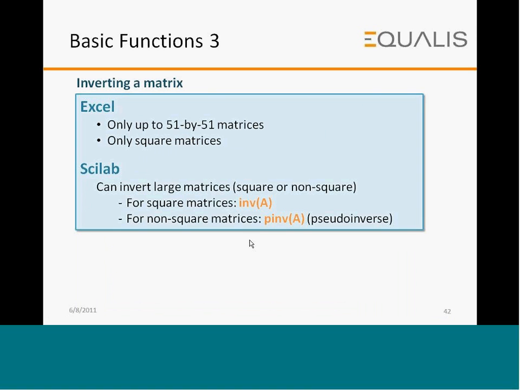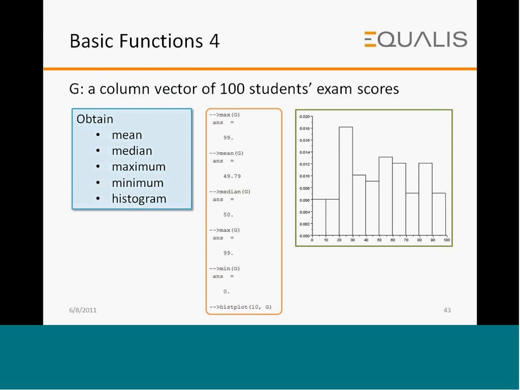Third function, you want to invert X. Number one, in Excel you can go only up to 51 by 51, and you can handle only square matrices. In Scilab you can invert large matrices, and for square matrices you have inverse of A, and for non-square matrices you have pinv, or pseudo inverse of A. Next, a column vector of 100 students' exam scores: you obtain mean, median, maximum, minimum, and histogram.